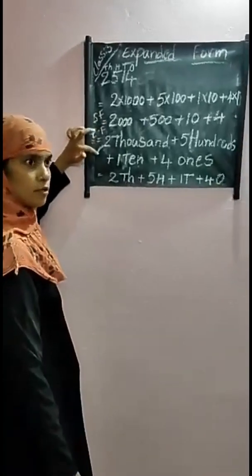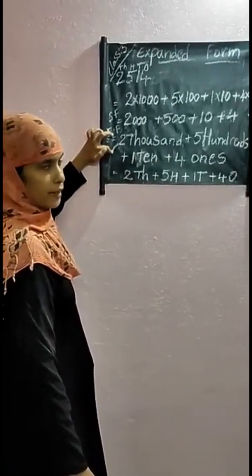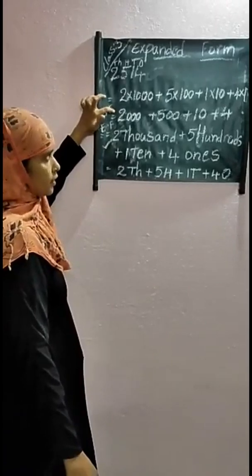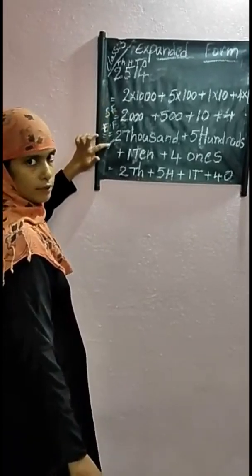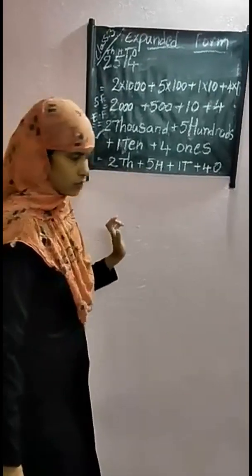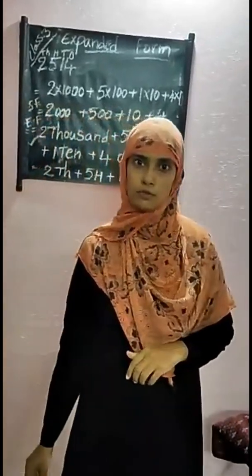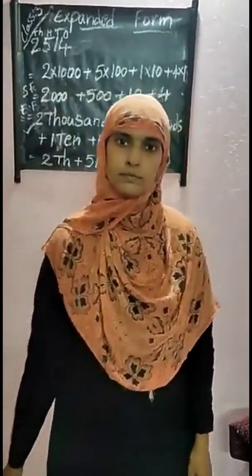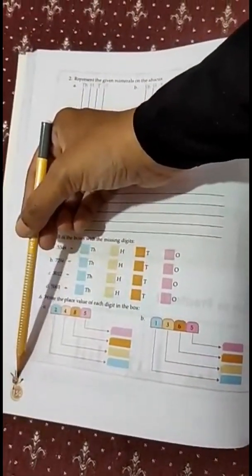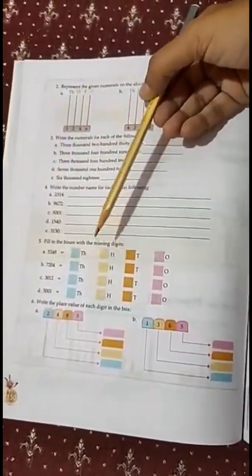If the question gives you expanded form, you have to write short form, and if it gives short form, you have to write expanded form. Very easy for you, children. Now let us see in your textbook. We have some models here on page number 150, with some examples of these expanded forms.